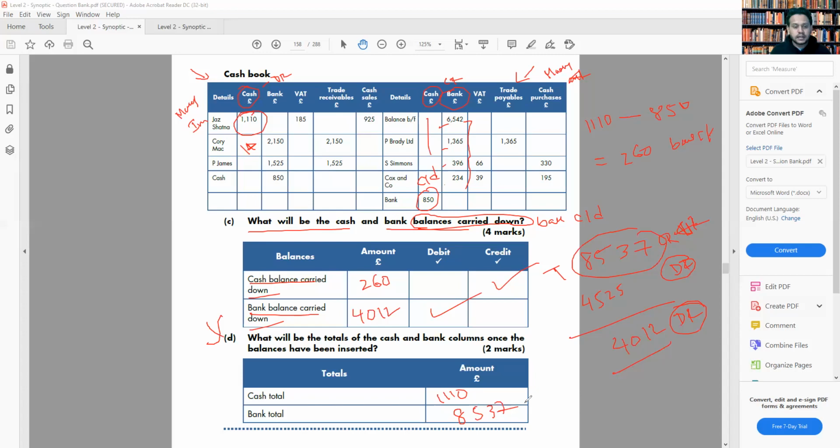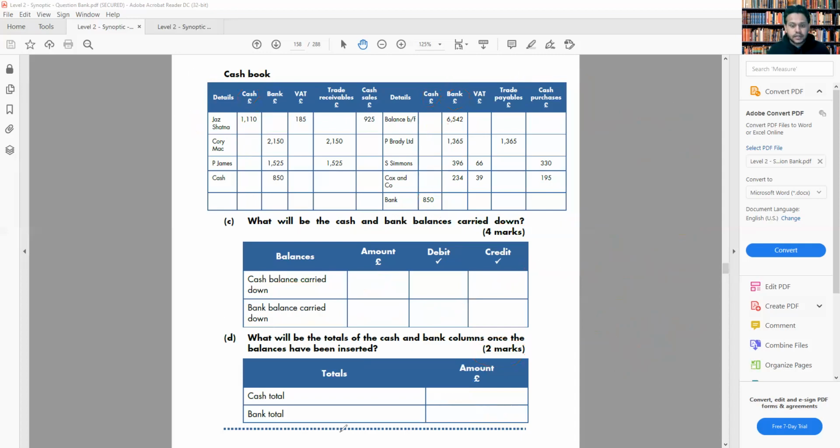8537. That's it. That's quite easy for 2 marks. Just find the higher side. Remember, if the question says the cash total or bank total, they mean which side is the higher, because we always take the higher side, record it on both sides, and minus the shorter side to find the balance c/d.